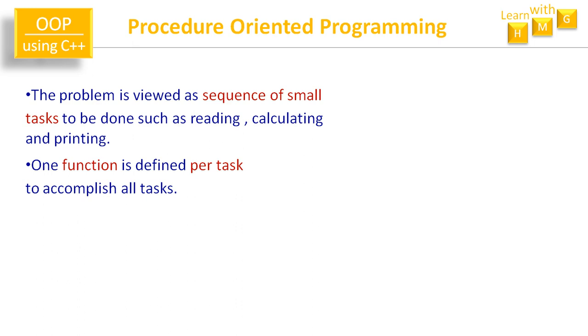Now these individual tasks are performed or accomplished in the form of functions. There will be one function defined per task, and like this all these tasks are accomplished by defining n number of functions for n number of tasks, and they are arranged in a particular sequence. Hence, the primary focus is on functions. The main entity in POP is function.